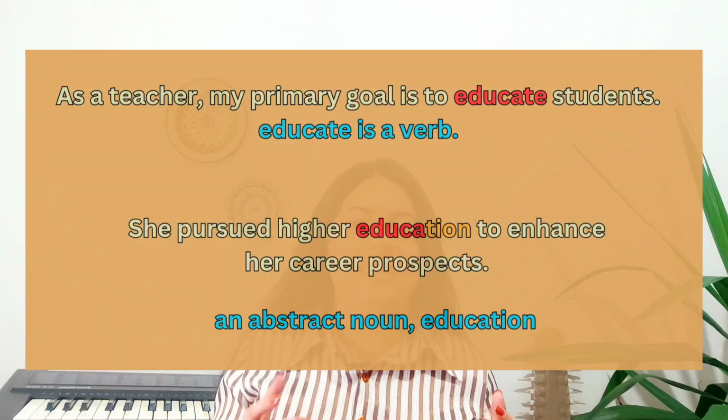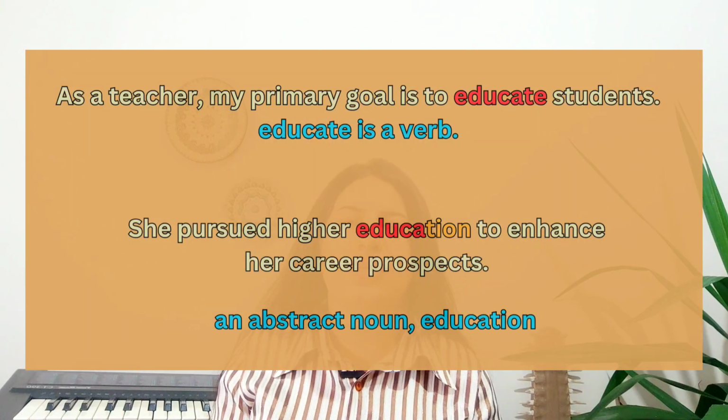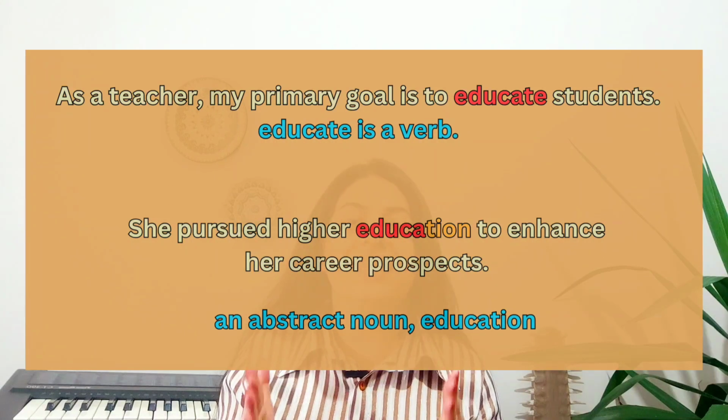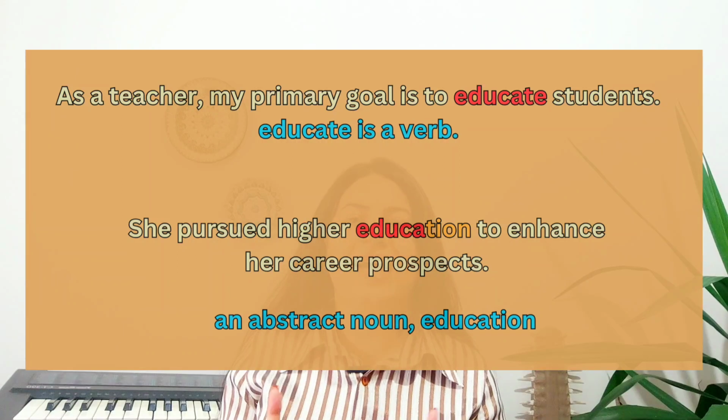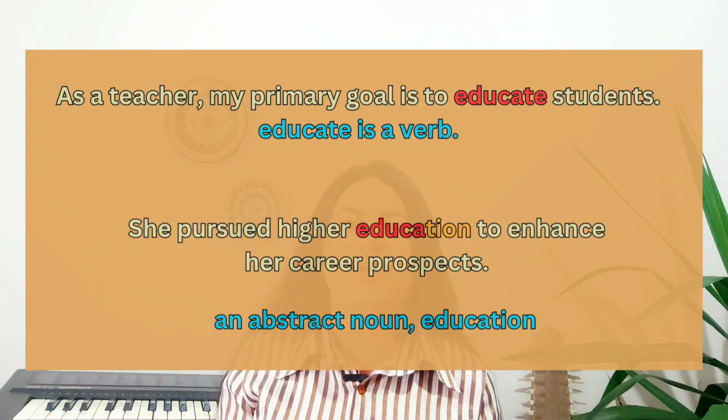For instance, as a teacher, my primary goal is to educate students. Educate is a verb. Now look at this sentence. She pursued higher education to enhance her career prospects. So I've added the suffix tion to create an abstract noun, education.